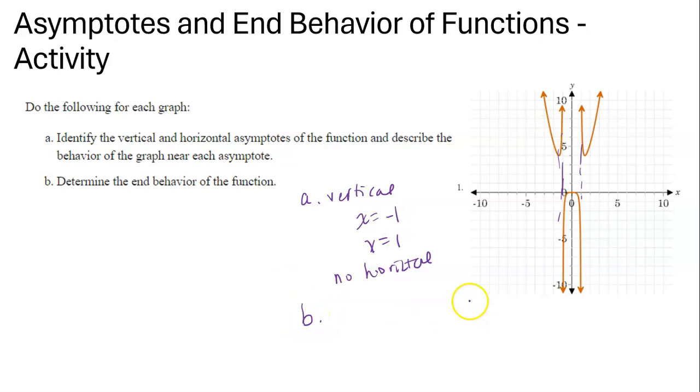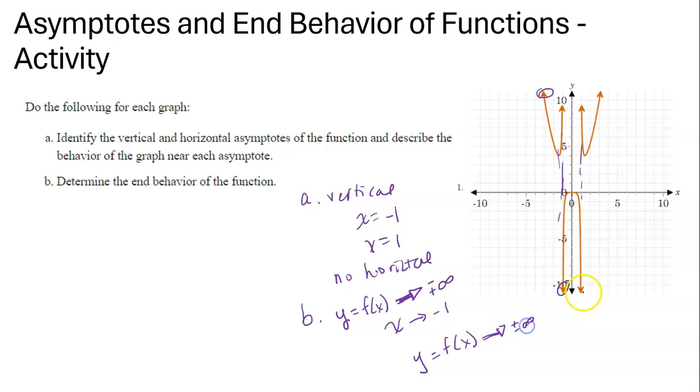And then B, the end behavior. So as f of x approaches negative or positive infinity, so this is positive, this is negative, we have x approaches negative 1, and then as it approaches, again, positive and negative infinity, see, negative infinity, positive infinity, x approaches 1. Delightful.